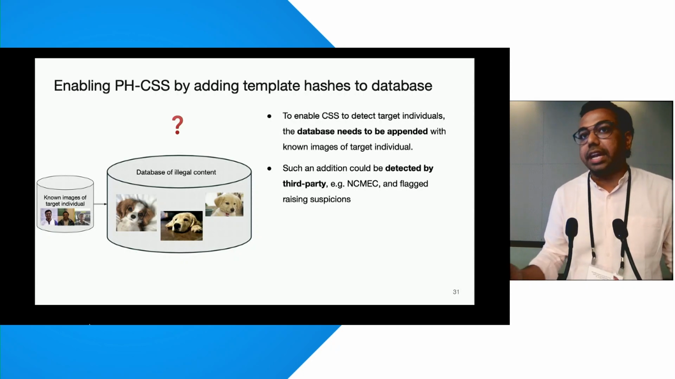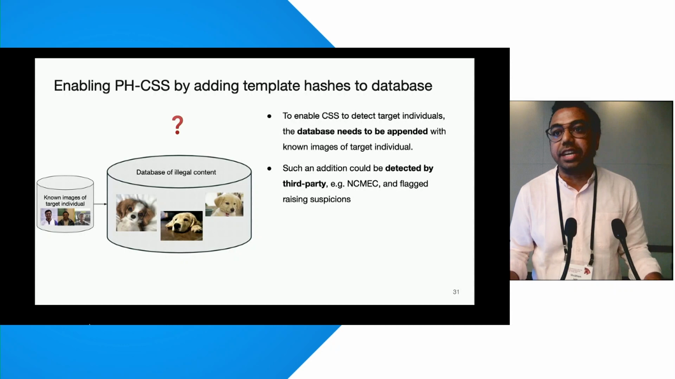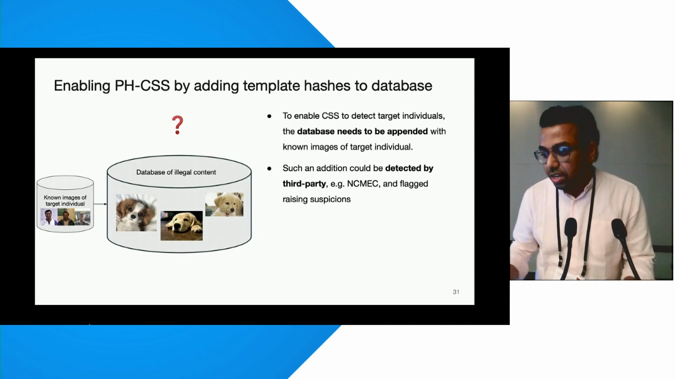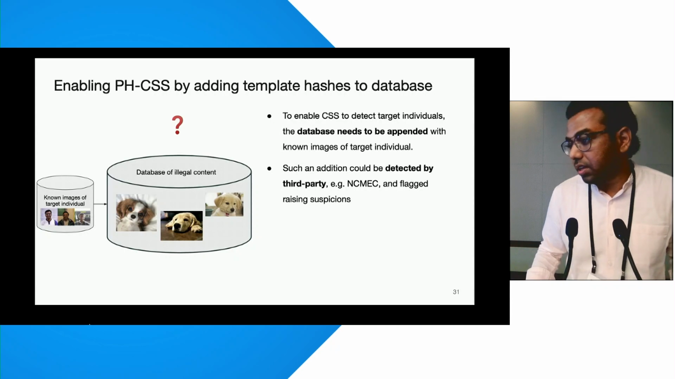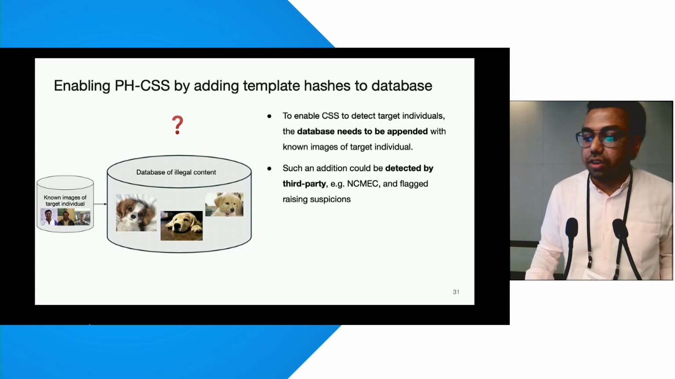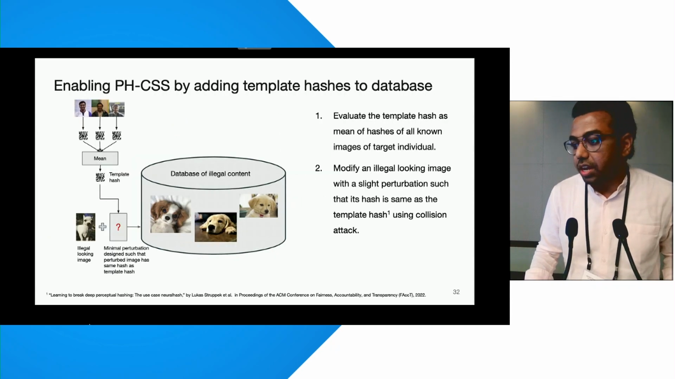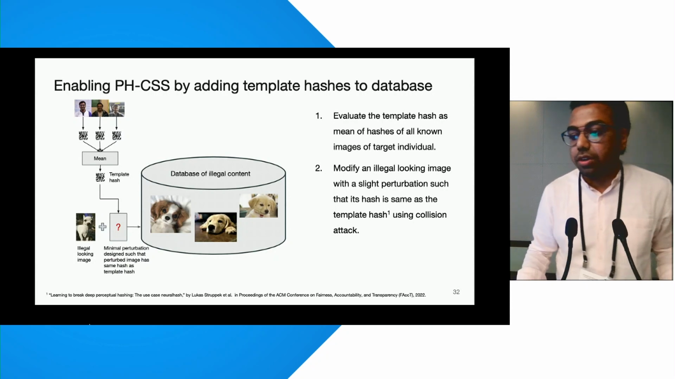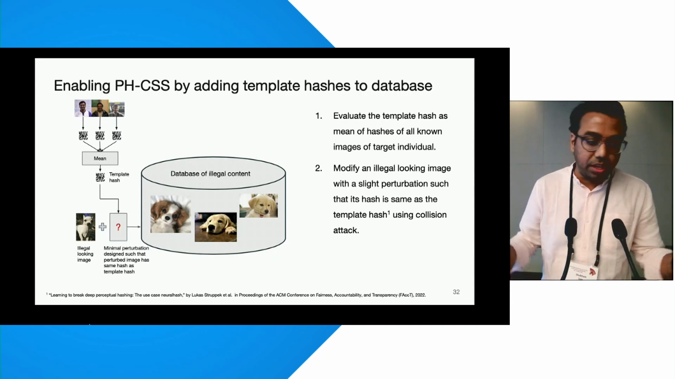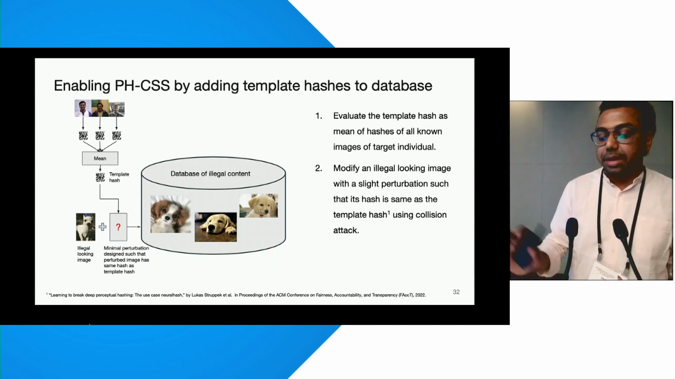But a third party like NCMEC, who will be auditing this database, can always verify that, oh, I don't really look like a cute dog. So this could be flagged. So how do we do that? For this, we use the previous work on collision attacks, where we take the fingerprint of the known illegal images. We evaluate a mean.